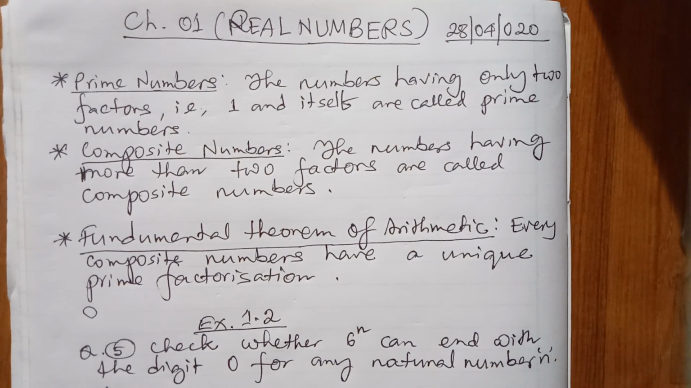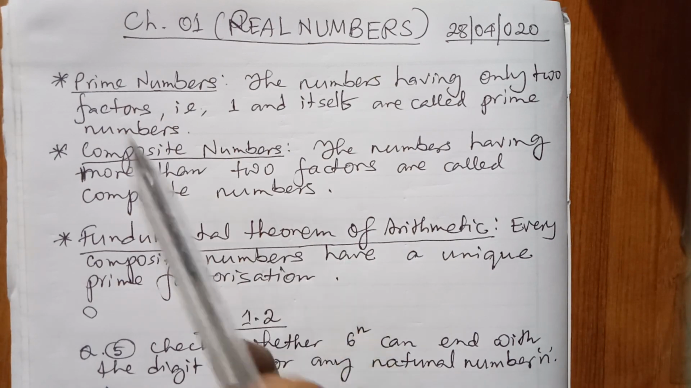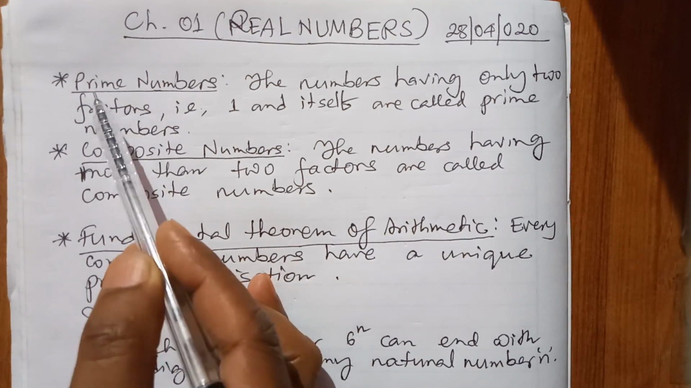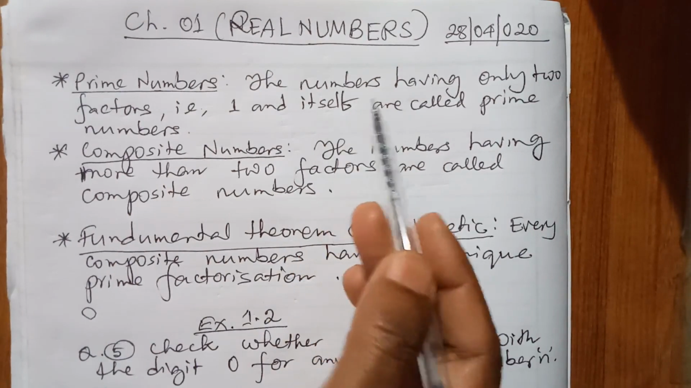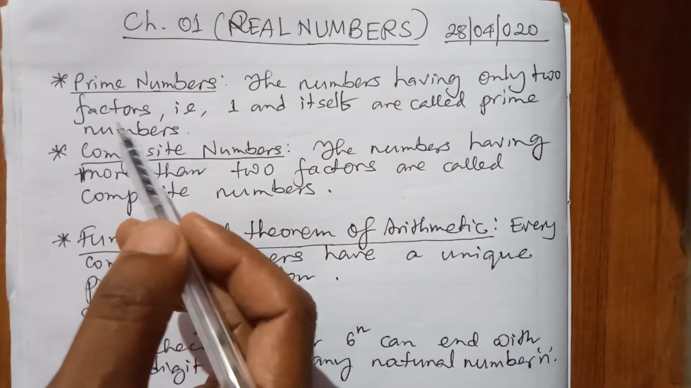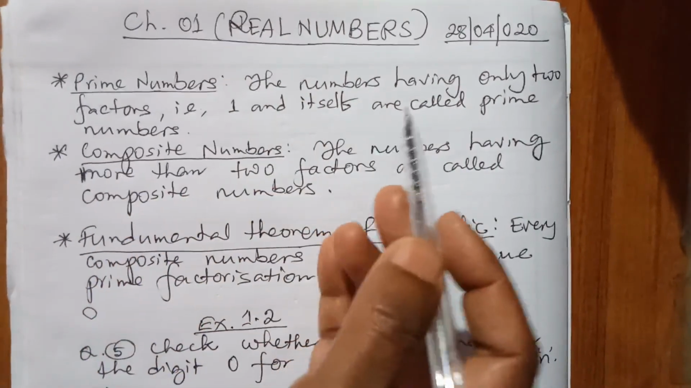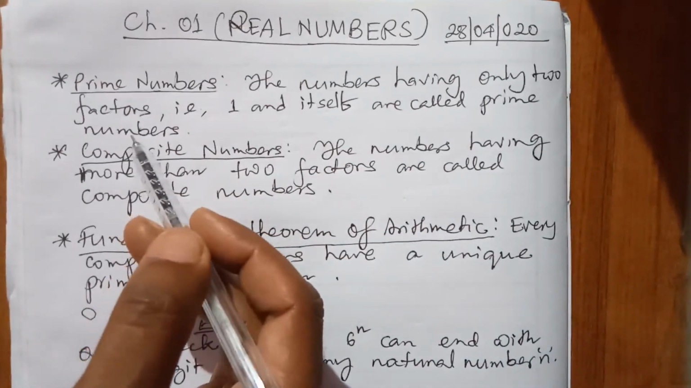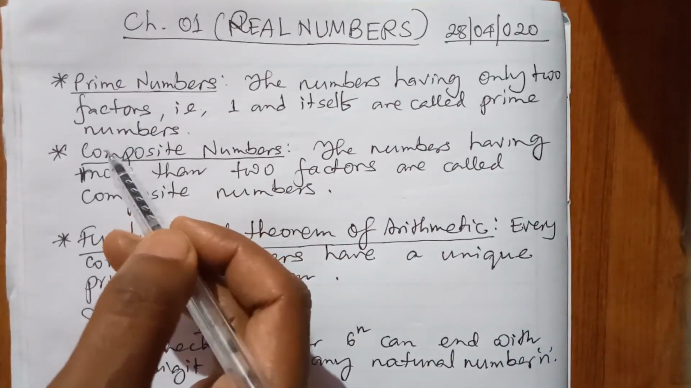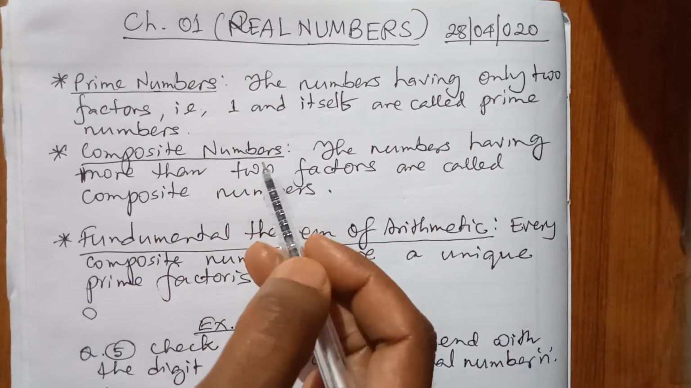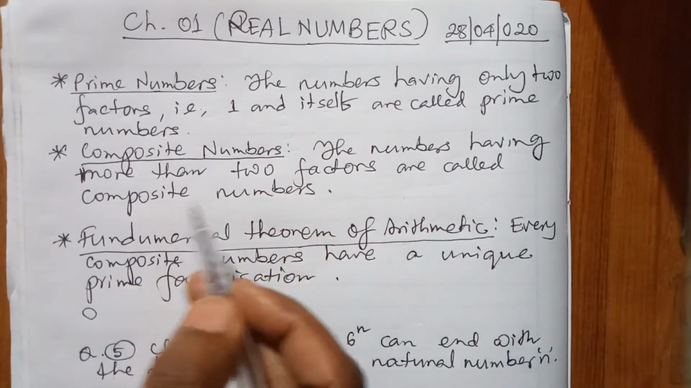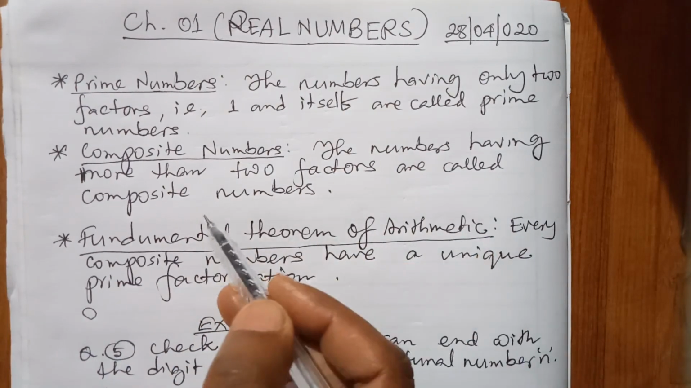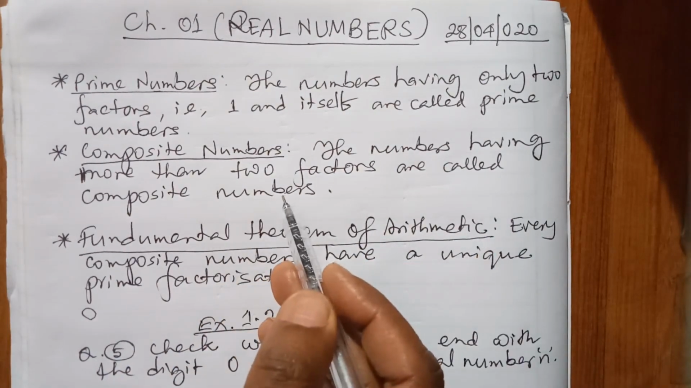Last class we discussed prime numbers. The definition was that numbers having only two factors, that is one and itself, are called prime numbers. And also last class we discussed composite numbers. Composite numbers means the numbers having more than two factors are called composite numbers.